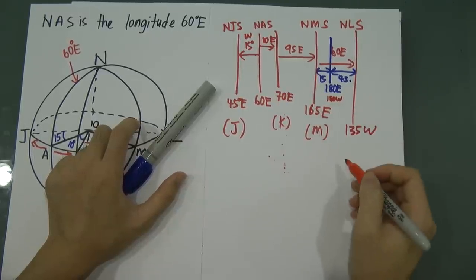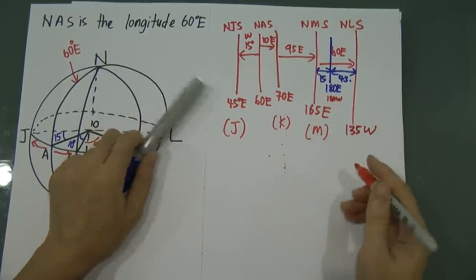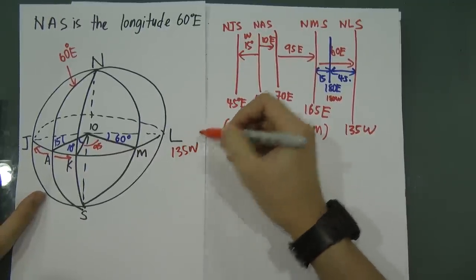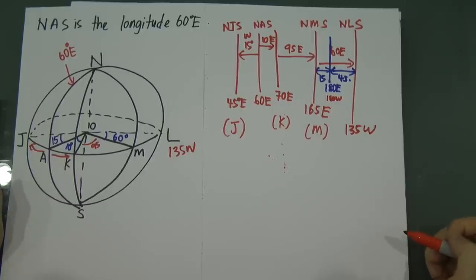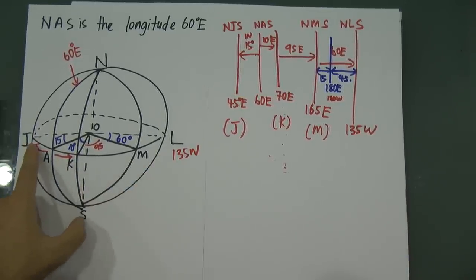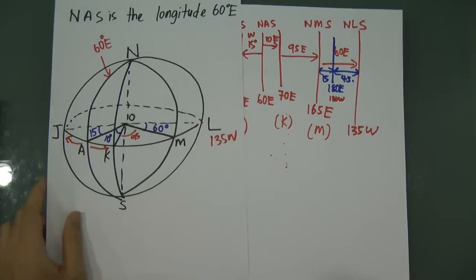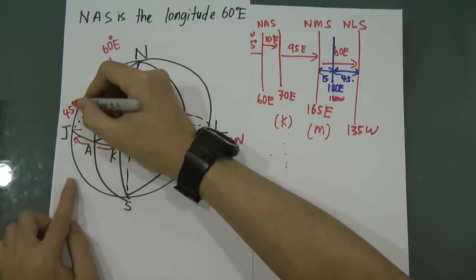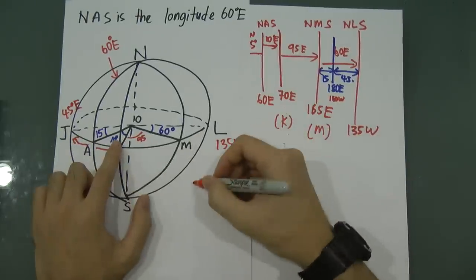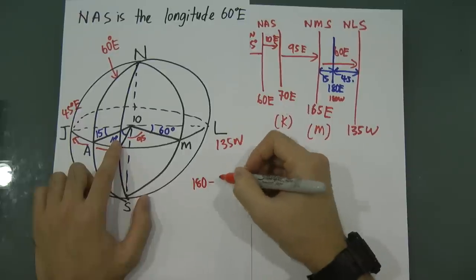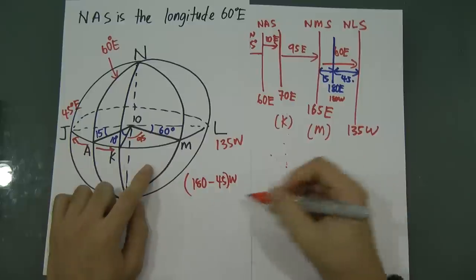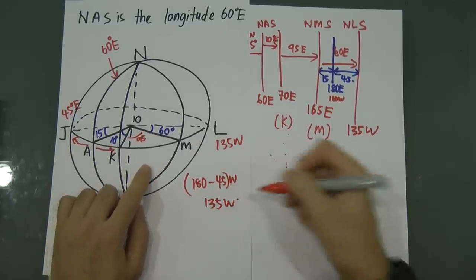Just 180 minus 45 because it moved to the east side. So therefore this is 135 west. Of course, if you are smart enough, you can see that J and L actually is the diameter. We just got J is 45 east. If this is 45 east, like diameter, how do we find it? We can use 180 degrees minus the angle and then east changes to west. So we got 135 west.